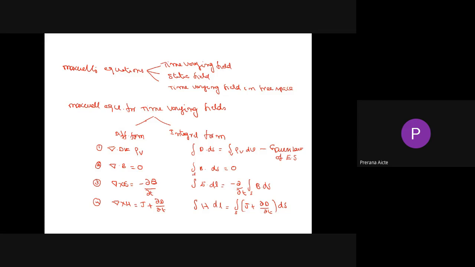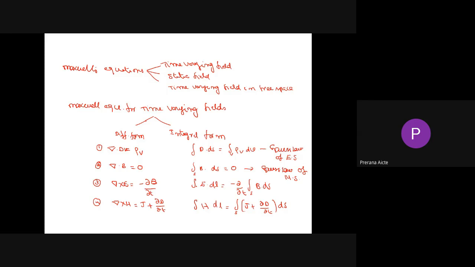And see the second equation, del dot B is equal to 0, the dot product of magnetic flux density is equal to 0, and the corresponding integral form, integral of B dot dS is equal to 0. This is called Gauss law of magnetostatics, that is, for the magnetic field.